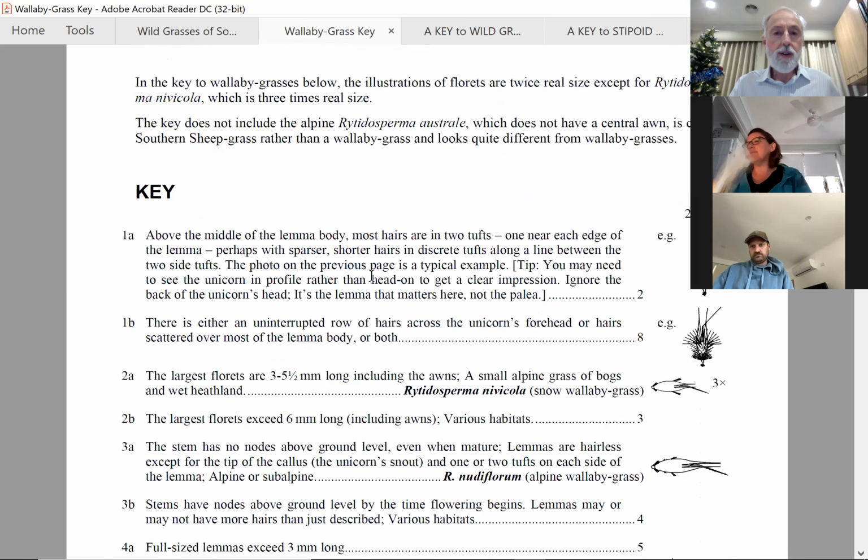The key doesn't include Ritidosperma australe, the Austral sheep's grass. It's not a wallaby grass. You wouldn't confuse it with one, but it is put in the same genus now. And I fear that it may have even become extinct in Victoria. It occurs naturally on the highest parts of the Kosciuszko Plateau, and in the Alps in Tasmania. But I think it's probably become extinct in Victoria because I just can't find it. It was always rare, but it seems to have become extinct in Victoria. And it's not in this key.